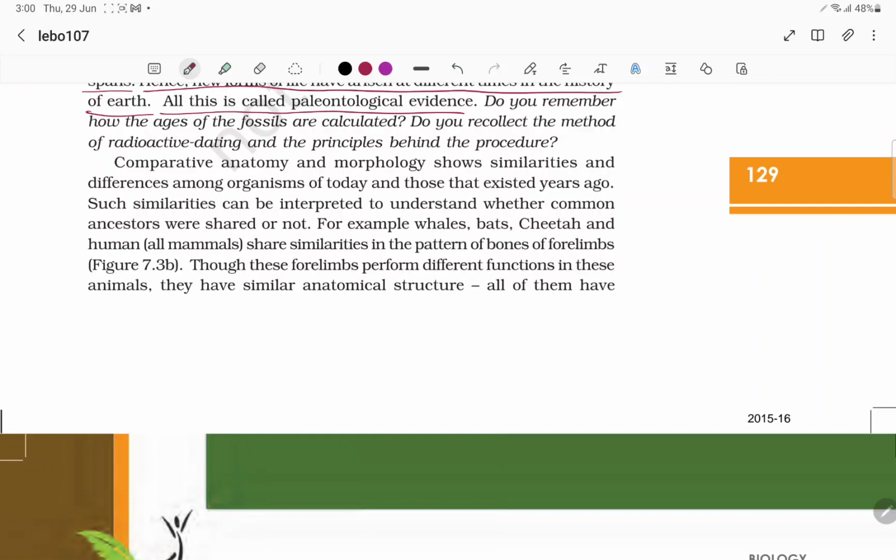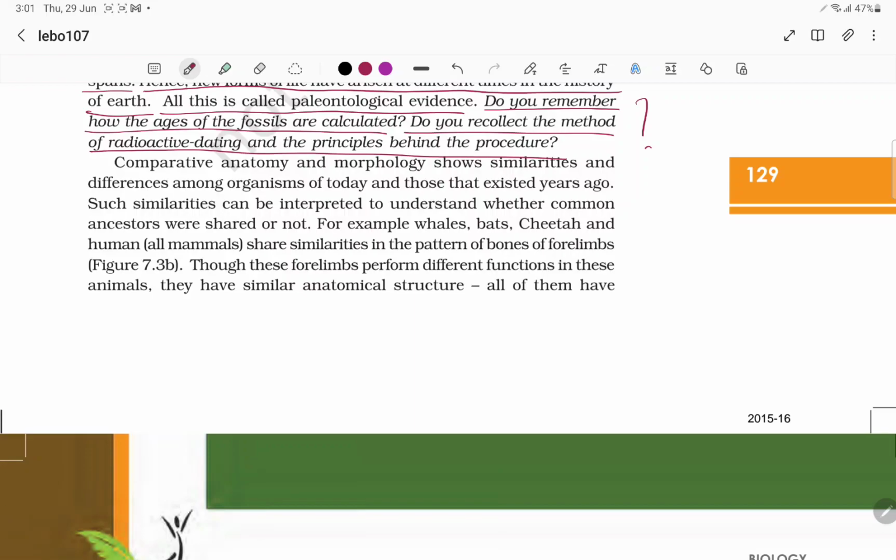If the evidence is mostly from animals, we call it paleozoology. If the evidence is from plants, we call it paleobotany. Do you remember how the ages of fossils are calculated? By carbon dating. Can you recollect the method of radioactive dating and the principles behind the procedure? So let's determine the answer to this question.